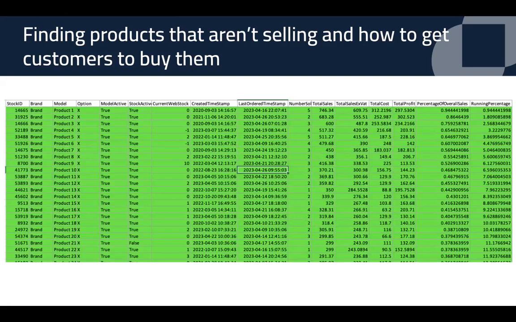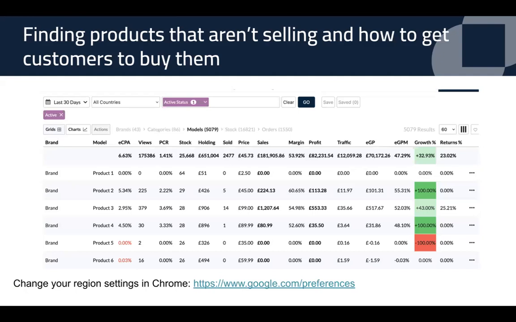So firstly, I would sort on the view column from low to high. So this will really highlight the products that aren't getting any views whatsoever. I would then apply a secondary sort for the stock column from high to low. So products aren't getting any views, but you've got lots and lots of stock. So this view more often than not highlights new product lines.